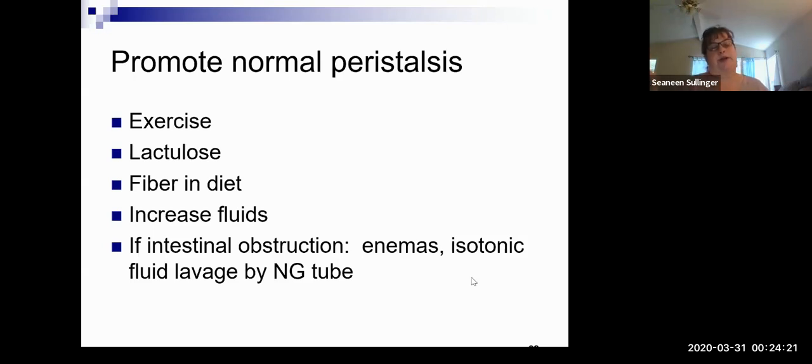So lavage is like laver in French, to wash. And so lavage would be putting an isotonic fluid by NG tube into the stomach, and then hopefully that could be kind of like a Roto-Rooter kind of thing. Or you can do the enema from the rectum the other direction. Neither one is pleasant.